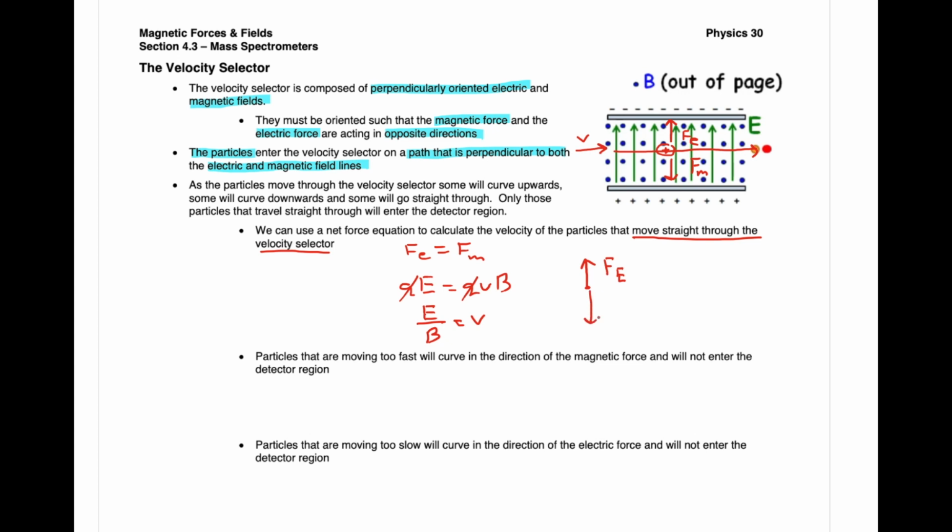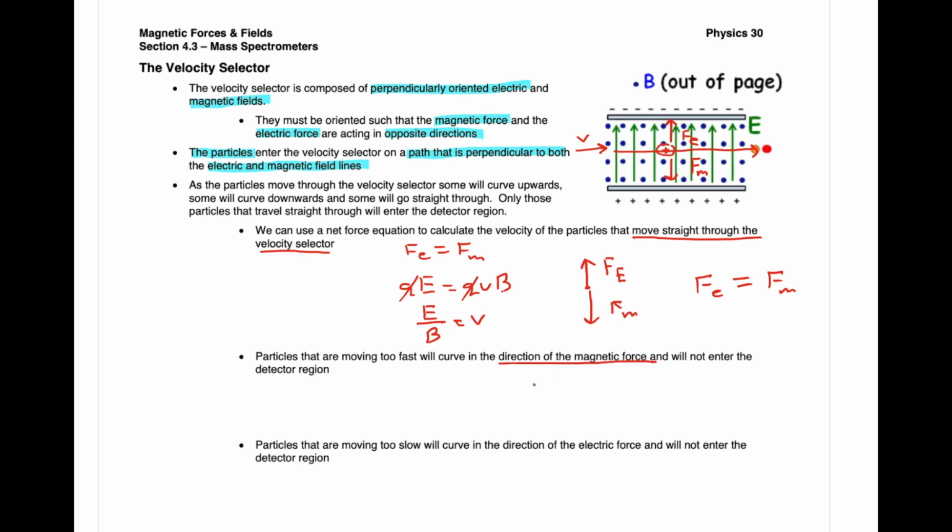And then this one here, my force magnetic, are going to be equal to each other. So force electric equals force magnetic. And then those ones will go straight through. Now, if a particle is moving too fast, it's going to curve away and leave the experiment there, but it curves away in the direction of the magnetic force.